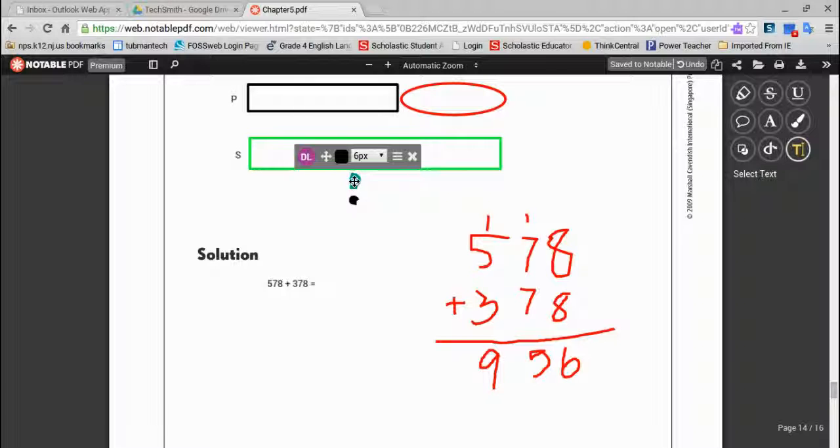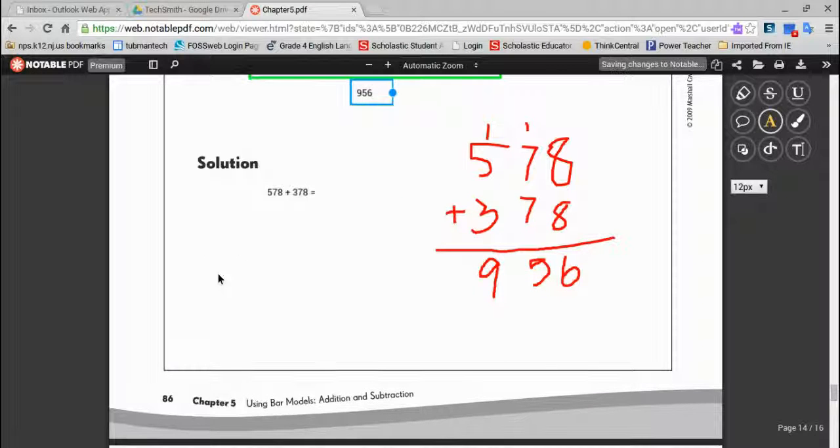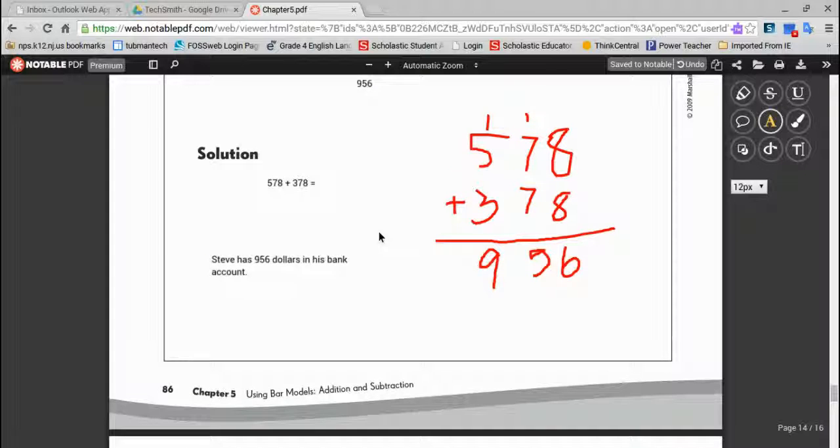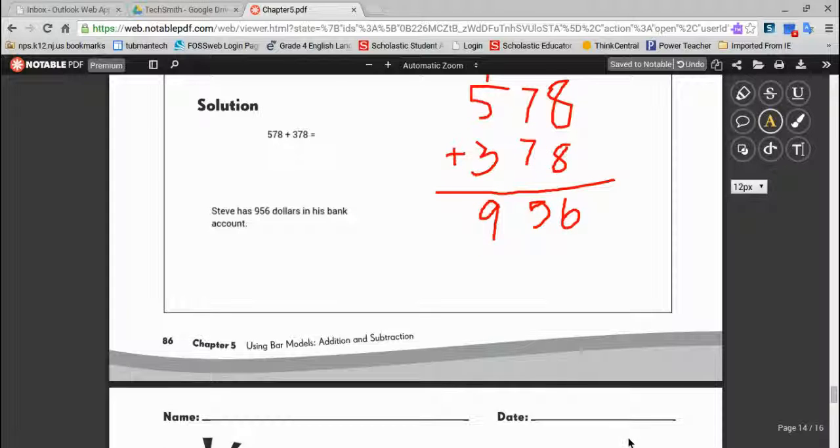And again, what I like to do, let's get rid of my question mark, because now I know Steve has $956. And again, I'm going to write that in a sentence. Steve has $956 in his bank account. Okay, so I just did 86. Why don't you try page 86 all by yourself? All right, good luck.